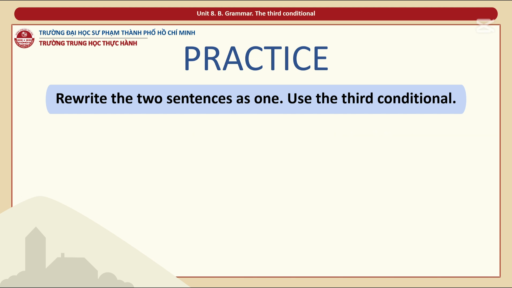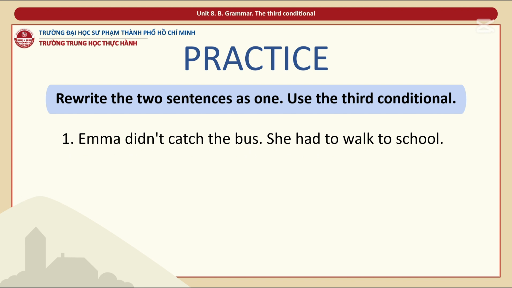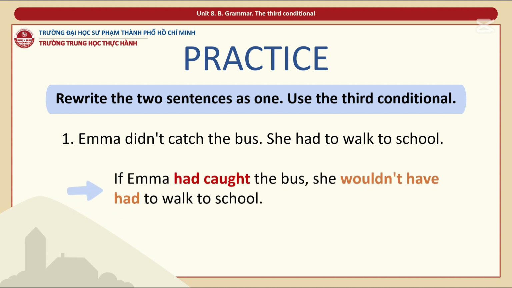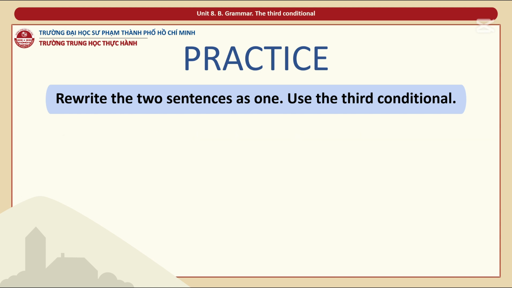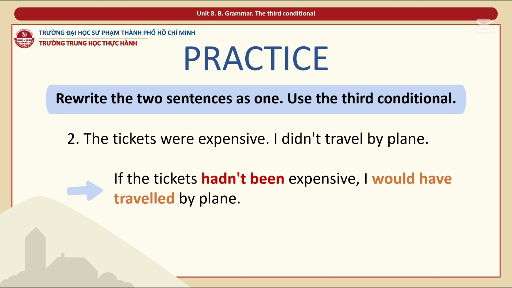Number 1. Emma didn't catch the bus. She had to walk to school. Good job. It is, if Emma had caught the bus, she wouldn't have had to walk to school. Now number 2. The tickets were expensive. I didn't travel by plane. Correct. If the tickets hadn't been expensive, I would have traveled by plane.